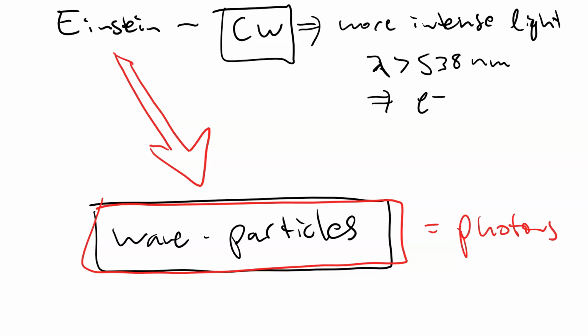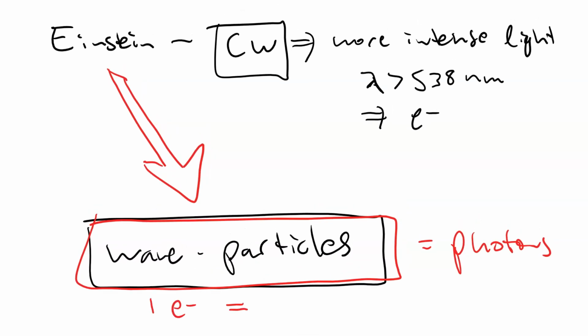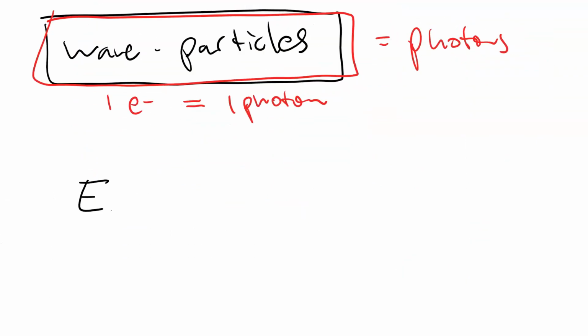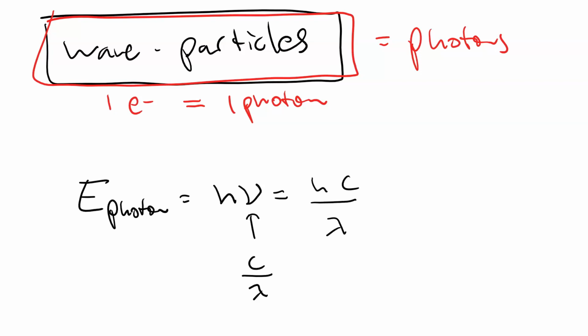And he said that one electron interacts with one photon. Furthermore, the energy of a photon depends only on its frequency. So it's a constant h times nu, the frequency. And since frequency is equal to c over lambda, then energy equals hc over lambda, where h is Planck's constant, 6.626 times 10 to the negative 34 joules times seconds.